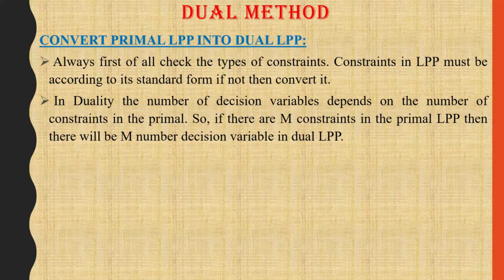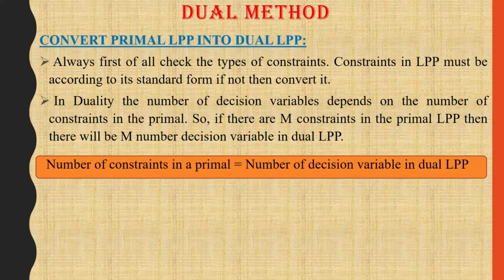In duality, the number of decision variables depends on the number of constraints in the primal. So, if there are m constraints in the primal LPP, then there will be m decision variables in the dual LPP. Means the number of constraints in a primal is equal to the number of decision variables in a dual LPP.